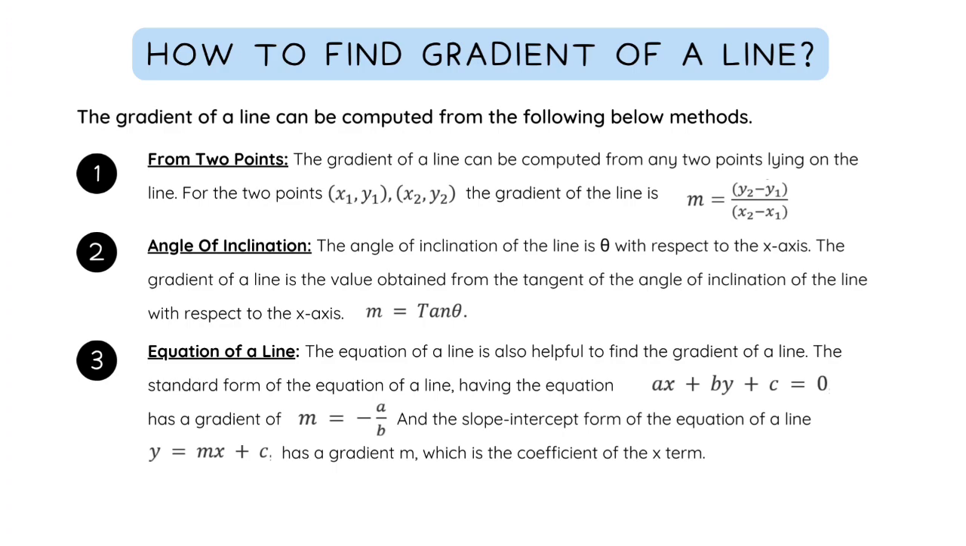Third, equation of line. The equation of line is also helpful to find the gradient of a line. The standard form of the equation of a line, ax plus by plus c equals 0, has a gradient of m equal minus a over b, and the slope-intercept form of the equation of a line, y equal mx plus c, has a gradient of m, which is the coefficient of the x term.